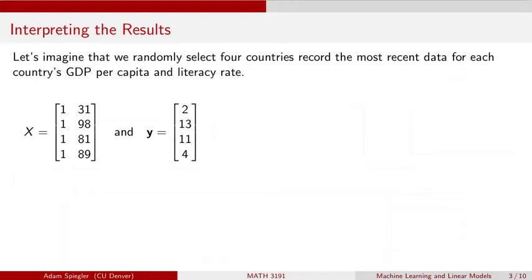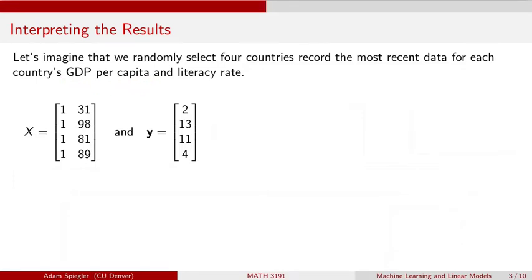The example I want to take a look at is this: let's imagine that we collect a sample of data from 4 countries. This is a small sample, but here I want to type these matrices and vectors on a slide. We record the most recent data for each country's GDP per capita, and that's what we're measuring in this observed vector of y values. So our response variable is the wealth, which is GDP per capita.